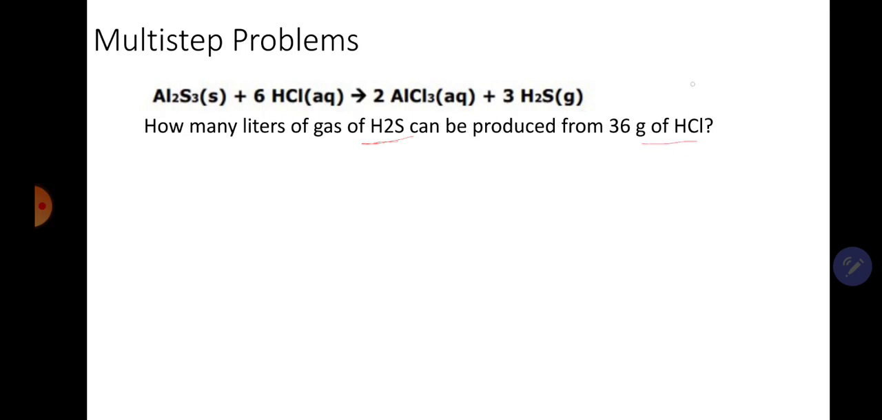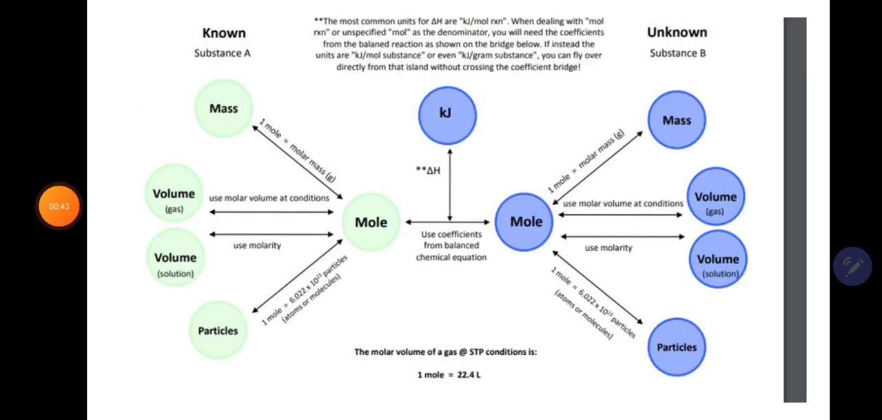Alright, so we'll say that our starting stuff is A, and my ending stuff, my liters of gas, that's going to be B. So my gas is B, hydrochloric acid is A. Now let's go look at the map. So we're starting off with mass of A. That's number 1. The only thing that can come after mass is mole. So that's going to be box number 2.